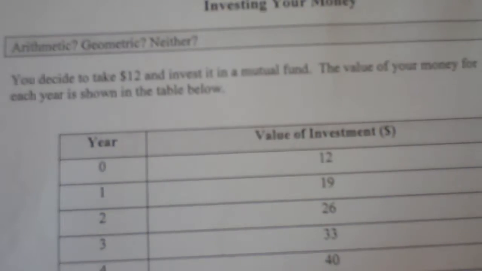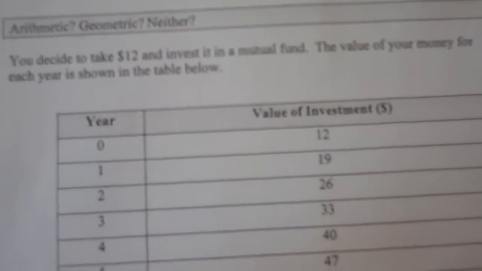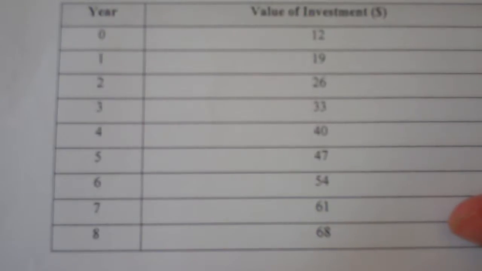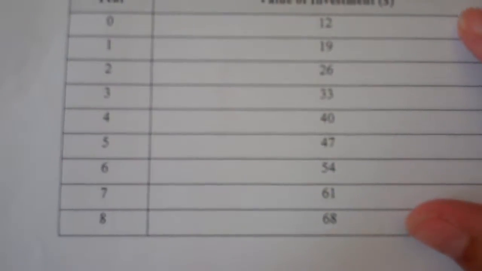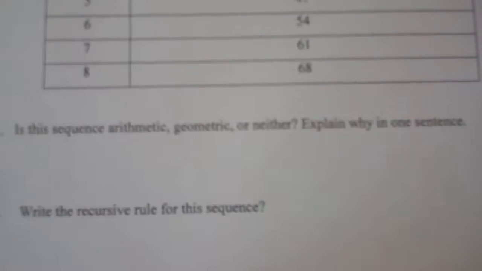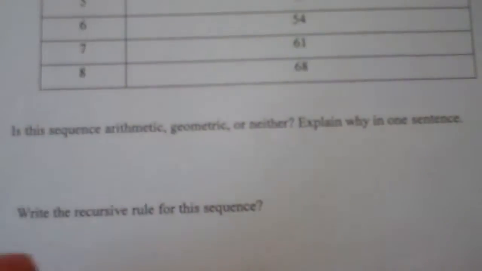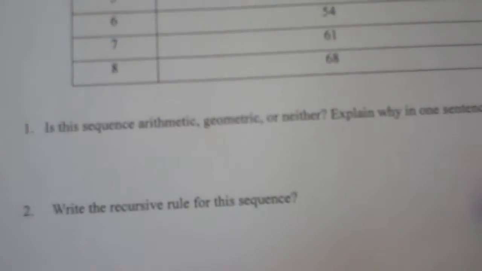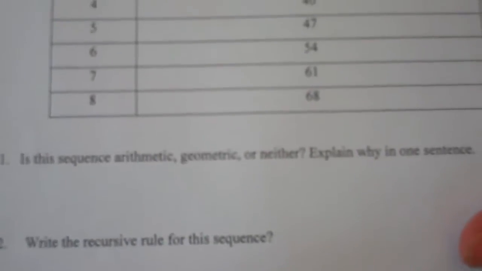You decide to take $12 and invest it in a mutual fund, the value of your money for each year shown in the table. Here's our table, value of the investment, year, value of the investment. Let's read one. In this sequence, is this sequence arithmetic, geometric, or neither? Explain why in one sentence.